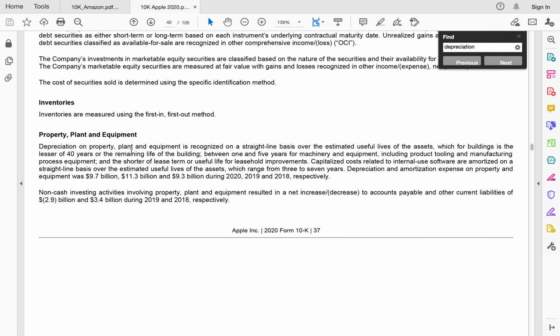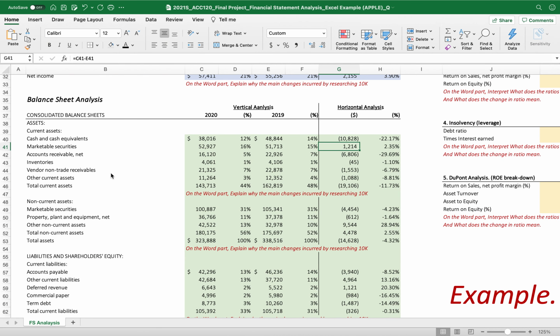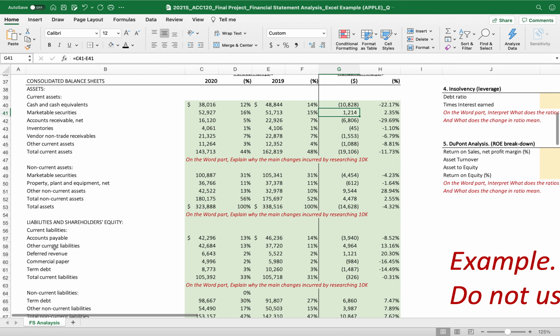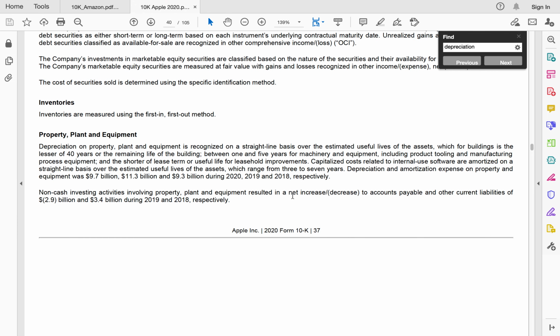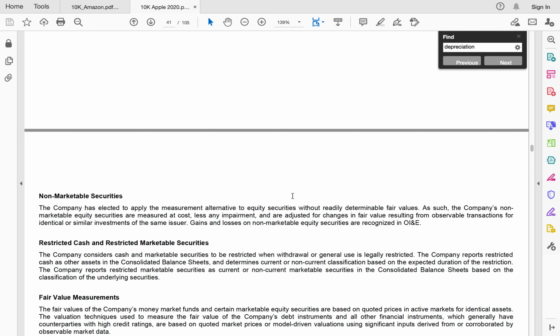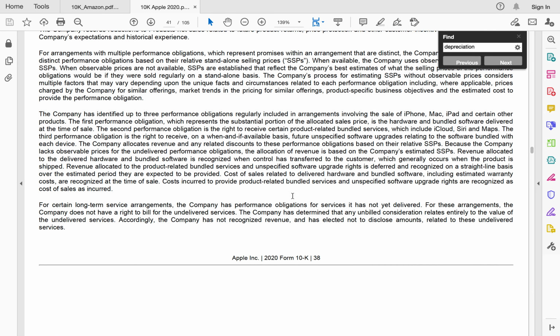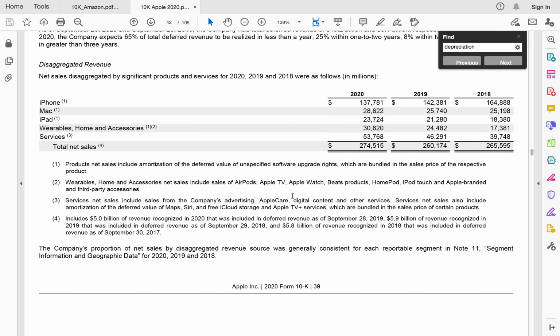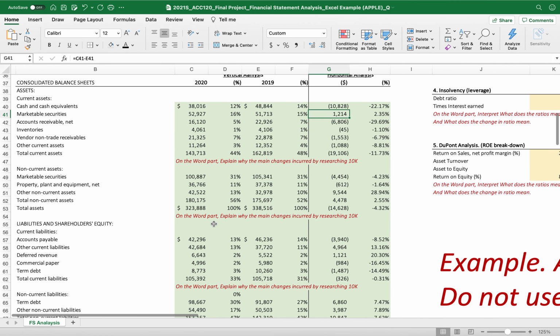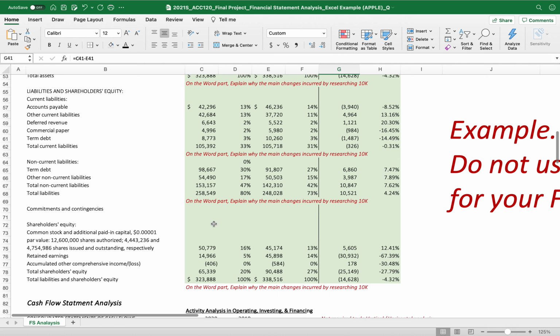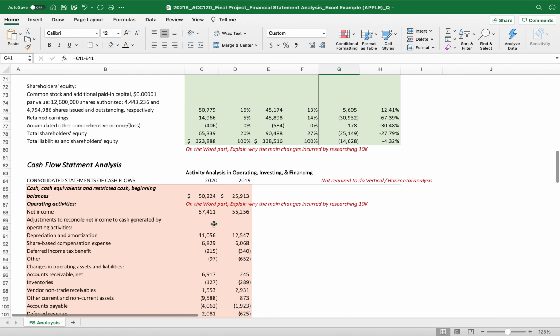Okay, PP&E. Now you can find why their PP&E account, where is the PP&E? The PP&E account has been reduced, or their marketable securities have been reduced, but the other non-current asset has been increased significantly. You can find it here on the notes. Notes include all the reasonings and the whys on the balance sheet and income statement, as well as shareholders' equity and cash flow statement.